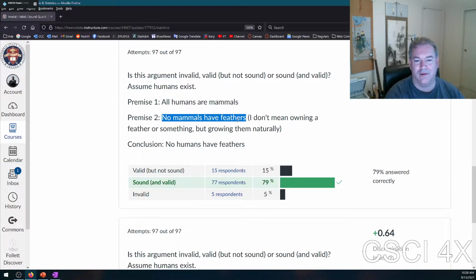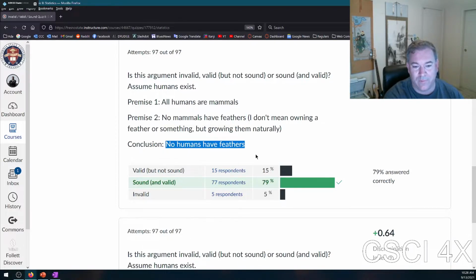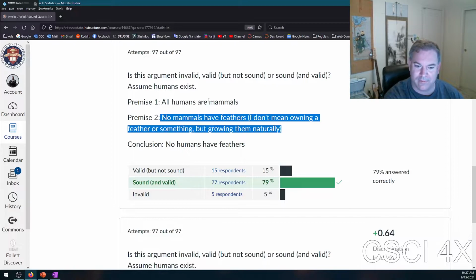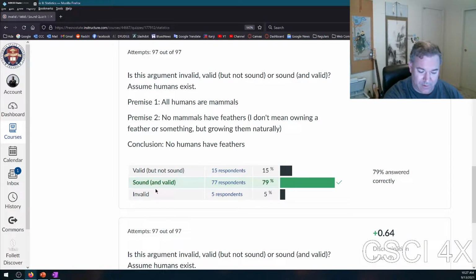Okay, so therefore no humans have feathers. Yeah, and we know that to be true because humans are mammals and no mammals have feathers. So it would be impossible for a human to have feathers without breaking the rules of logic. So it's not invalid. So the logic works. All x are y, no y are z, therefore no x is z.